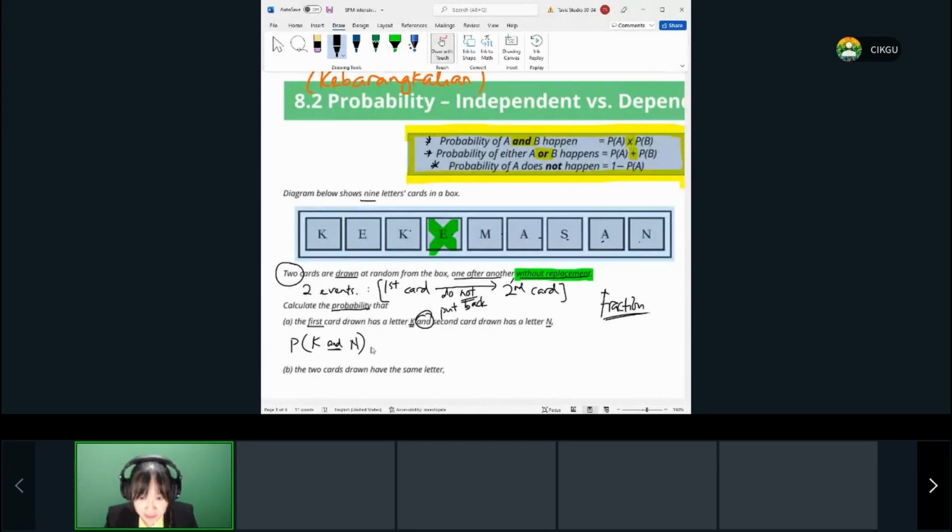So let me write this down nicely. I need to find the probability of getting a K in the first card, and then I need to find the probability of getting an N in the second card. This one is the first card, this one is the second card, must be N. Find the probability one by one, then later multiply them. So actually it's just logic only, not much memorization for this chapter.